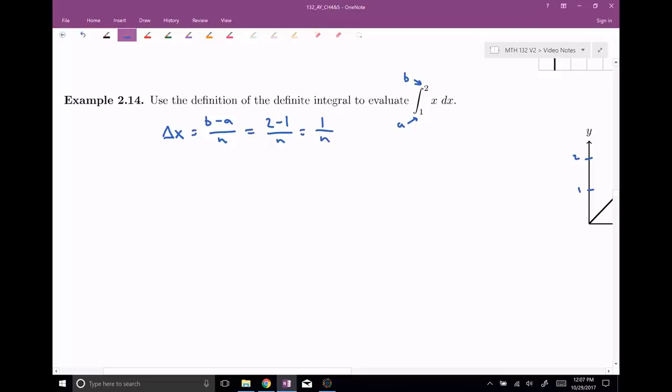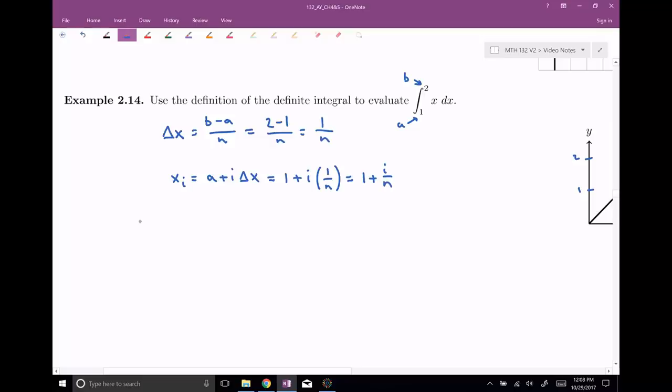Next, let's calculate our x sub i's. So these are all of our right-hand endpoints. This is supposed to be a plus i delta x. So in our case, our a value is 1 plus i, this depends on i, and then delta x. So we calculated delta x was 1 over n. If you'd like to, you can simplify this down, 1 plus i over n.